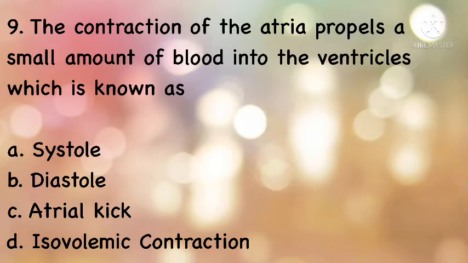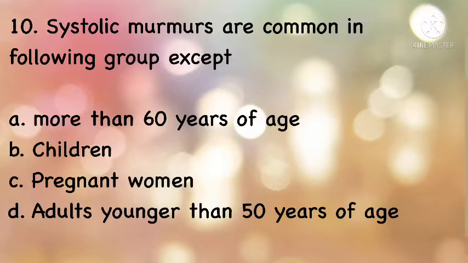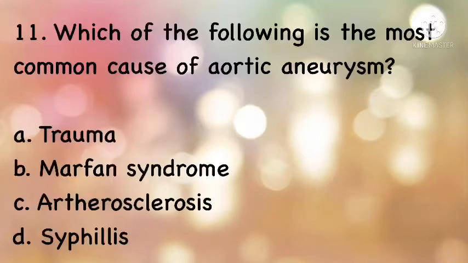The contraction of the atria propels a small amount of blood into the ventricles, which is known as systole, diastole, atrial kick, isovolemic contraction. Correct answer is C, atrial kick. Systolic murmurs are common in following group except more than 60 years of age, children, pregnant women, adults younger than 50 years of age. Correct answer is A, more than 60 years of age.